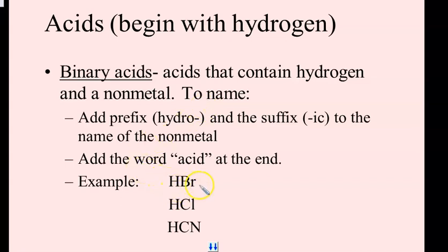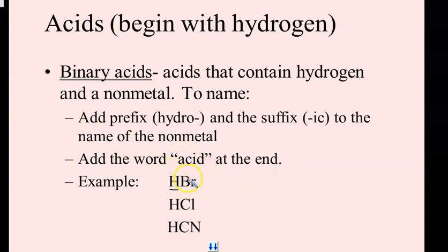For example, there is no oxygen in here. I know it's an acid because it begins with hydrogen, and we're going to assume that it is something called AQ. I'm going to go ahead and introduce that. That stands for aqueous. Aqueous means it's dissolved in water. So we're going to assume that it's aqueous, dissolved in water.